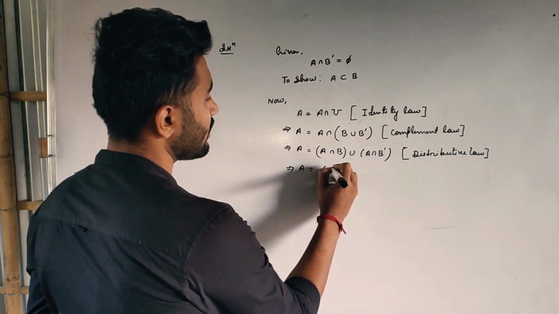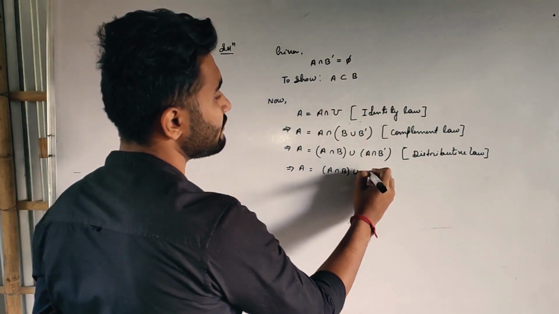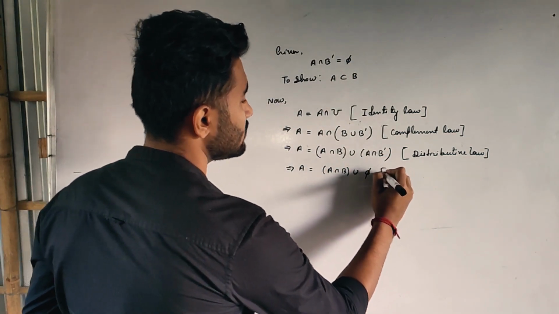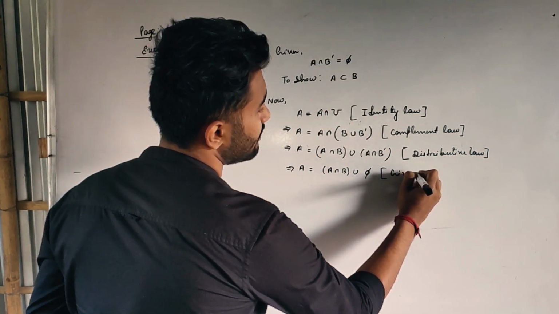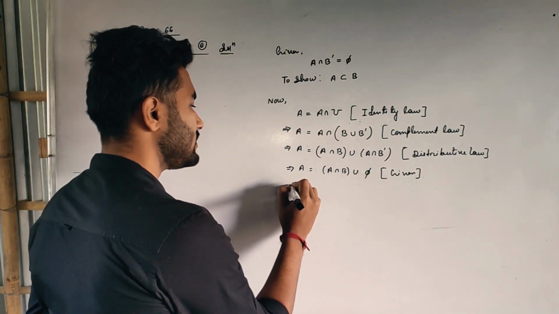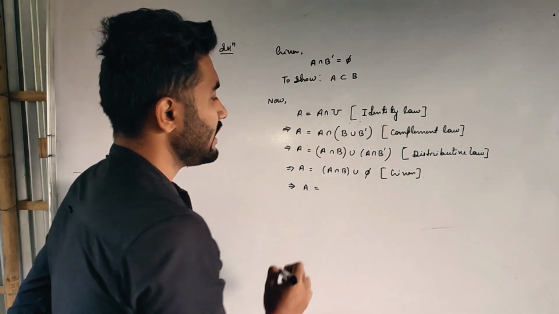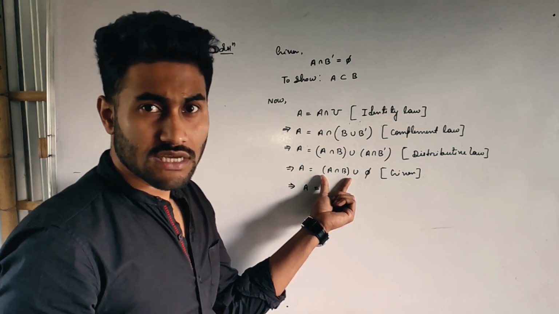A equal to A intersection B union. What is A intersection B complement given? It is given as 5. See how we have written this? By the help of given statement. So we use given here. Finish. Implies A equal to any set. Consider this to be a single set.